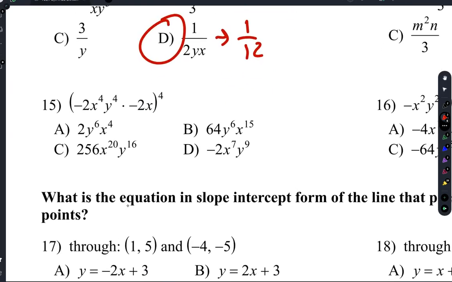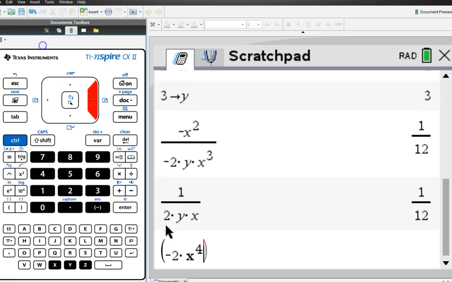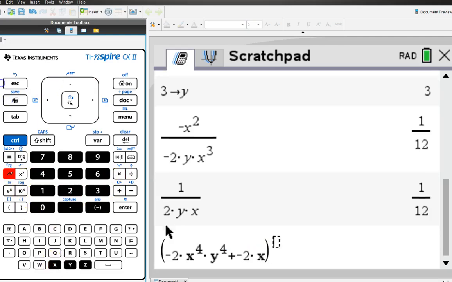Go to 15. Let's type 15 in. We don't need to store again because all we have is X and Y. So I'm going to keep the 2 and 3. I'm going to go to my calculator, and I'm going to type in parentheses, -2 times X to the 4, hit the right arrow button, times Y to the 4, hit the right arrow button to get out of the parentheses, times -2 times X, close the parentheses, caret 4.